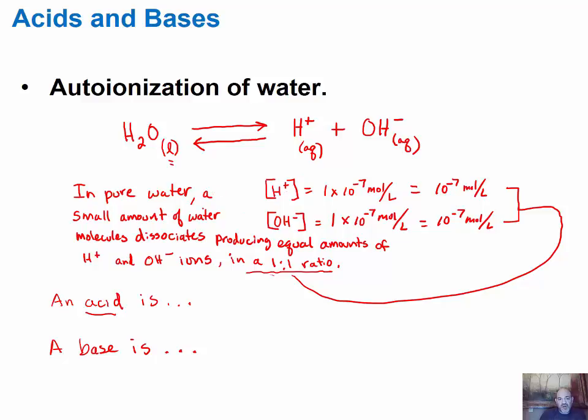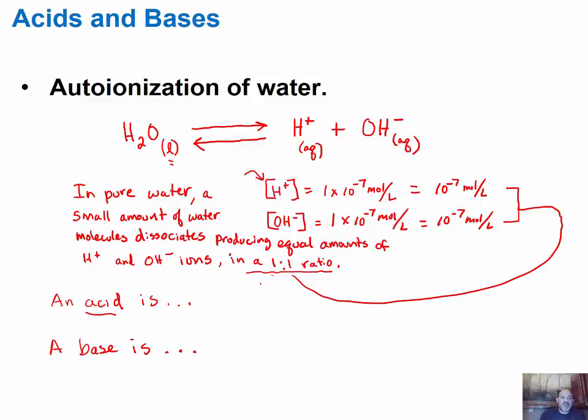It turns out that in pure water, it's a very, very small amount, and they are going to be equal. So when you see this type of notation here with brackets, that is going to be considered the molar concentration, or moles per liter. So when water autoionizes in pure water, you're going to get a concentration of 1 times 10 to the negative 7 moles per liter of hydrogen ions, and that can simply be written as 10 to the negative 7. The same would be true for hydroxide. It would have the same concentration because it's a 1-to-1 ratio.